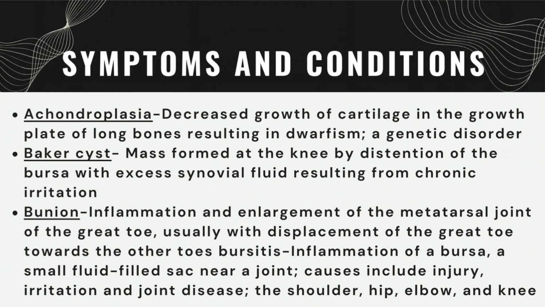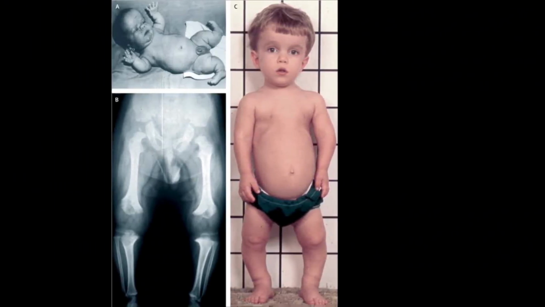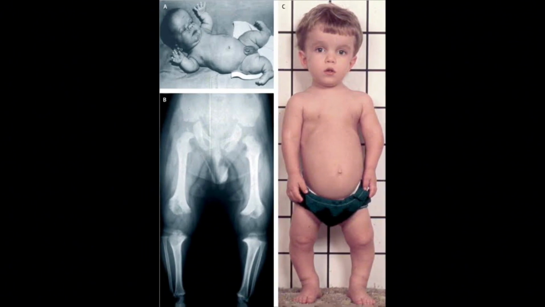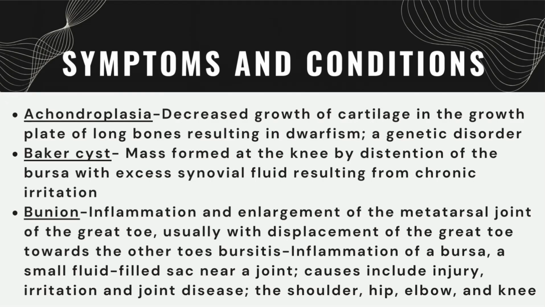Achondroplasia: decreased growth of cartilage in the growth plate of long bones, resulting in dwarfism. Achondroplasia is typically diagnosed shortly after birth or during infancy, as the physical characteristics associated with the condition become more apparent during the early stages of development. Achondroplasia is related to limbs, spine, facial features, hands, and feet.